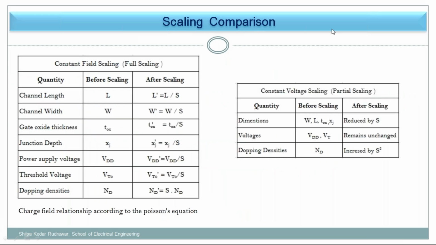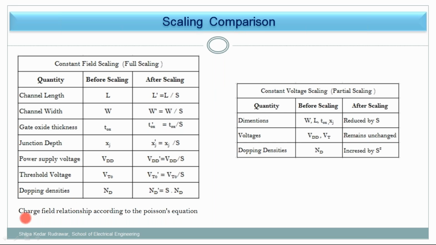Over here, you are able to see these are the various parameters, as I told you, in full scaling or constant field, F for full, likewise you can remember. So all the parameters are scaled down. After scaling, you see L', W', Tox, the oxide thickness, and junction depth. I told you earlier, junction depth means the depth of your N plus or P plus doping. VDD is also scaled down. Threshold voltage is also scaled down, and this is also scaled down, but here it is scaled up.